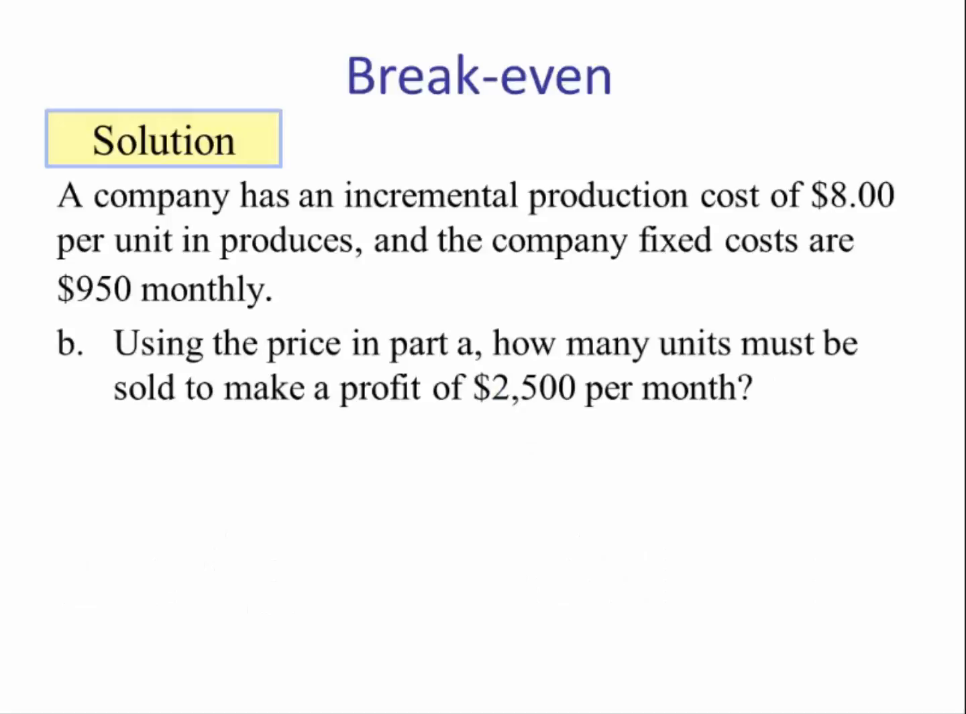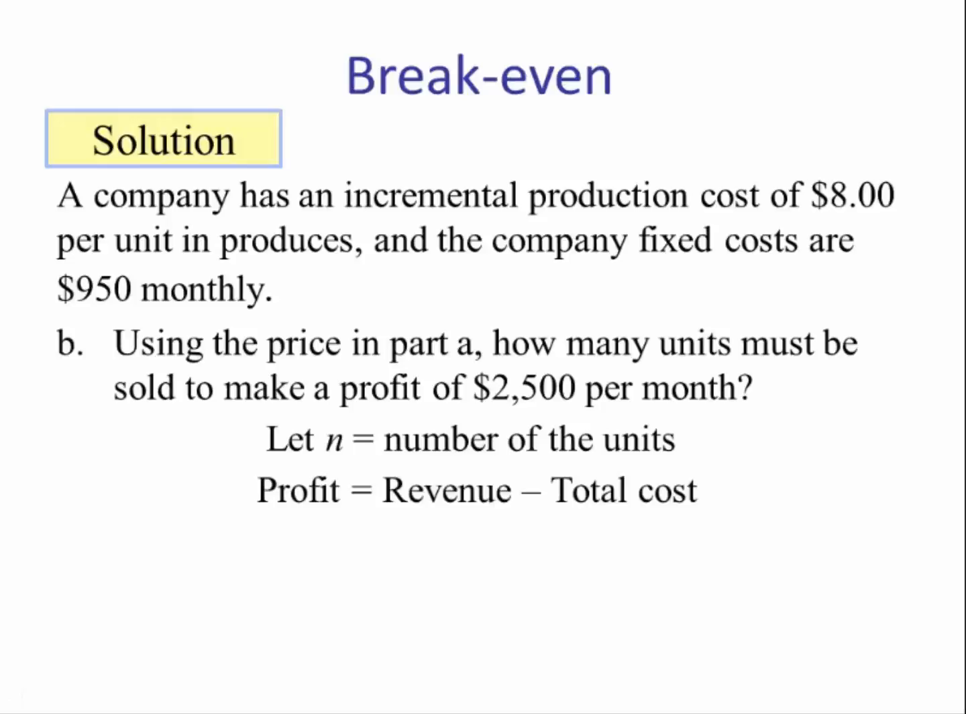Part B, using the price in Part A, how many units would be sold to make a profit of $2,500 per month? Our variable is how many units. So we're going to use the cost in Part A, and we're going to find out how many units must be sold to make a profit of $2,500. So our variable is going to be the number of units, which we'll label the variable N. Next, we need to recall the formula for profit. Profit equals revenue minus total cost. Profit we know is $2,500.